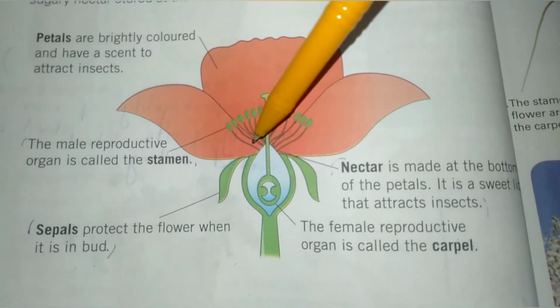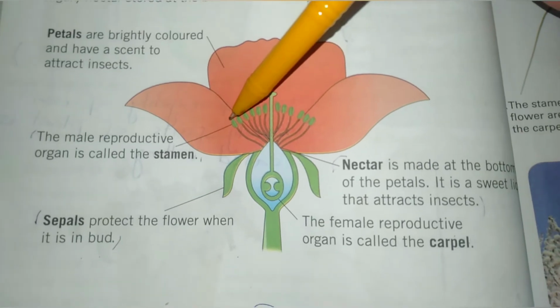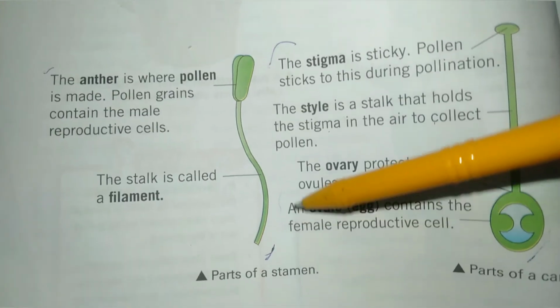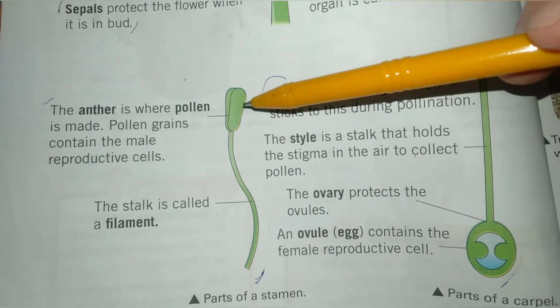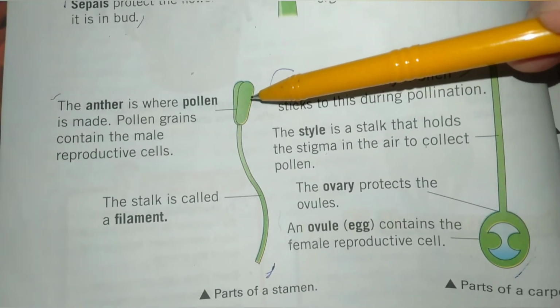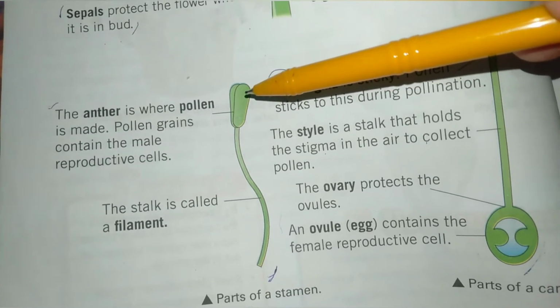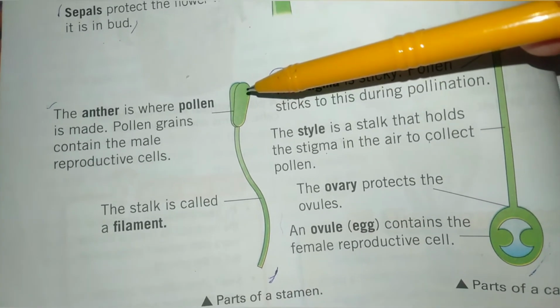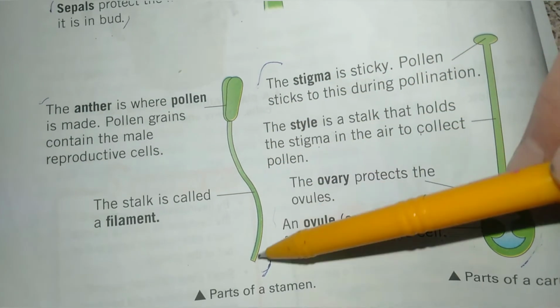Beta, this is the male reproductive organ and it is known as stamen. This diagram shows the parts of the stamen. This upper part of the stamen is known as anther. Pollen grains are produced in the anther, and pollen grains contain the male reproductive cells. And this stalk-like part of the stamen is known as filament.